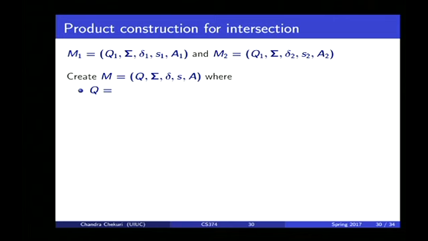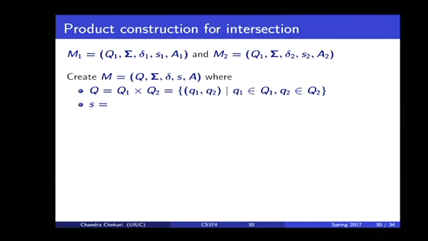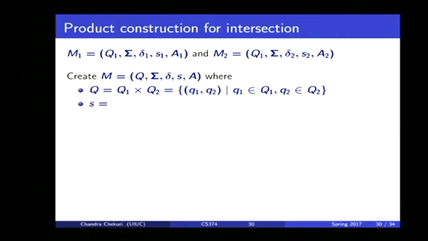Yes, exactly. So the number of states is growing. The states of the new machine are all pairs Q1, Q2, where Q1 belongs to capital Q1 and Q2 belongs to capital Q2. So how many states are there? If there are N1 states in machine 1 and N2 states in machine 2, we have N1 times N2 states. Now, what is the start state? Well, the start state of machine 1 and the start state of machine 2, that's where I start. So it will be S1 comma S2.